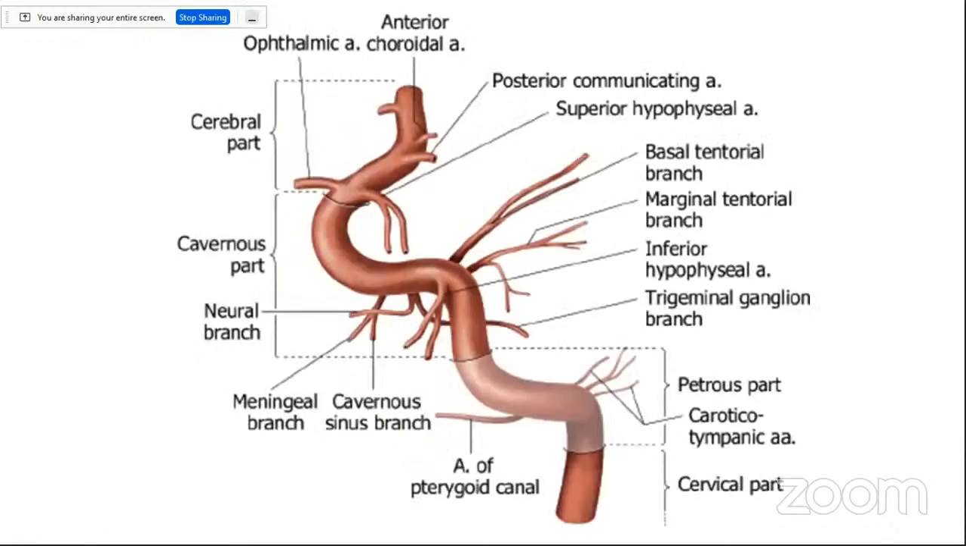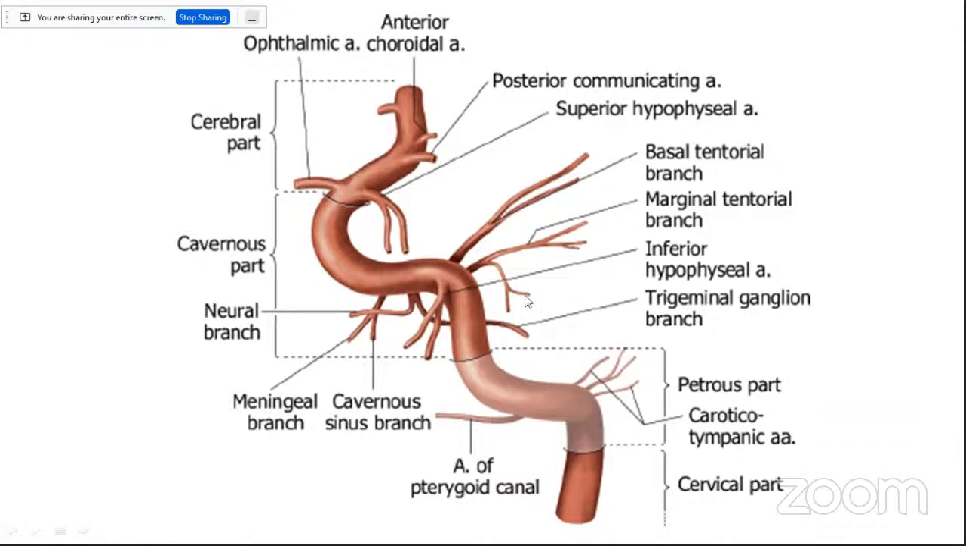So here is another diagram showing you a basic orientation of the similar picture. You have the following parts along with the following branches that come off those. The cervical part, which is within the cervical region, gives off no significant branches, followed by the petrosal part, which gives off two branches. If we consider it superficially along the anatomic territory where it passes through, you can appreciate that it gives off the caroticotympanic artery, which is towards the middle ear cavity, and it also gives rise to the artery of the pterygoid canal.